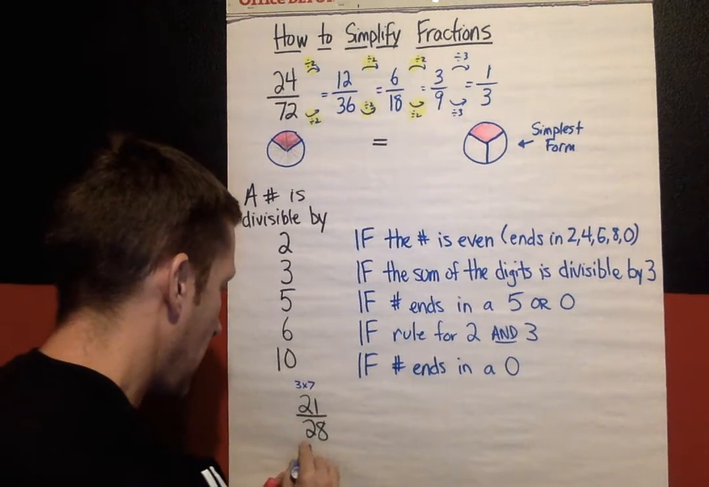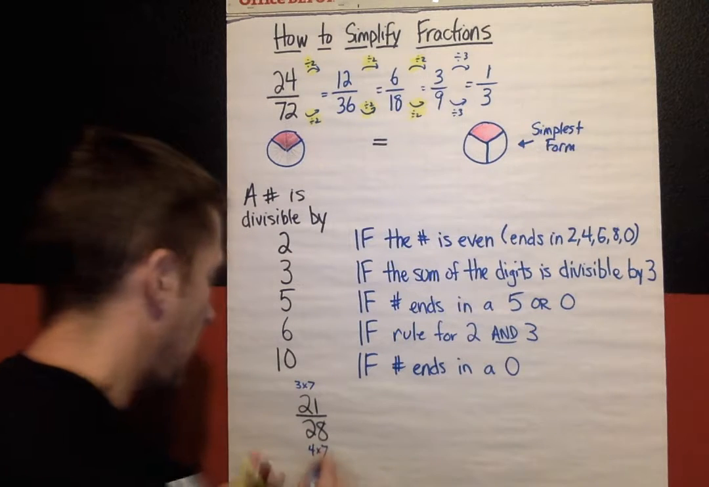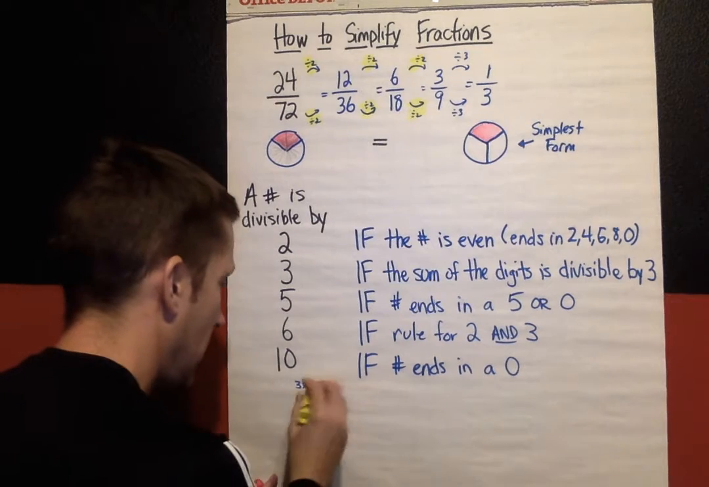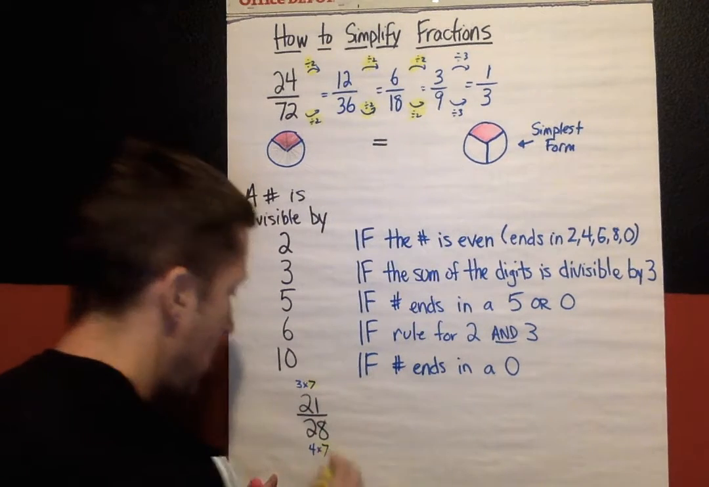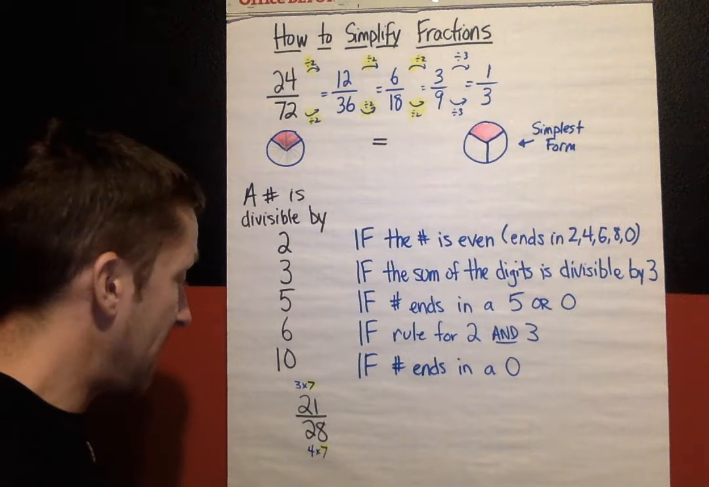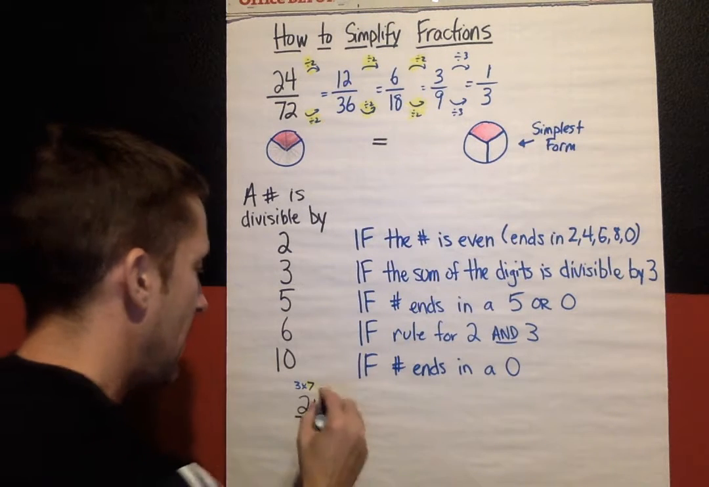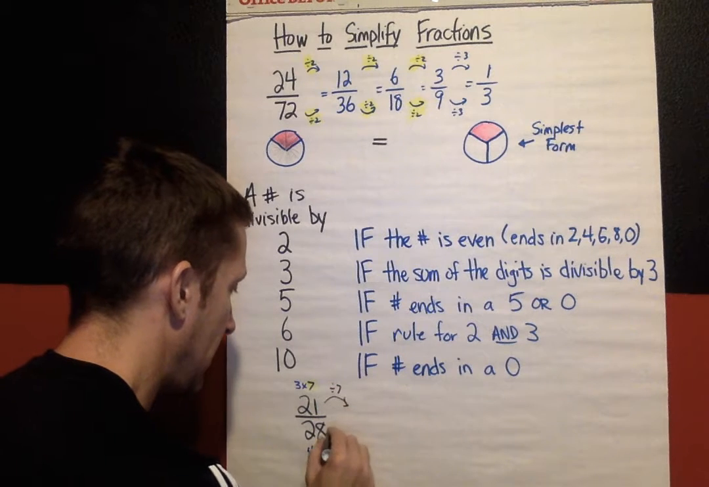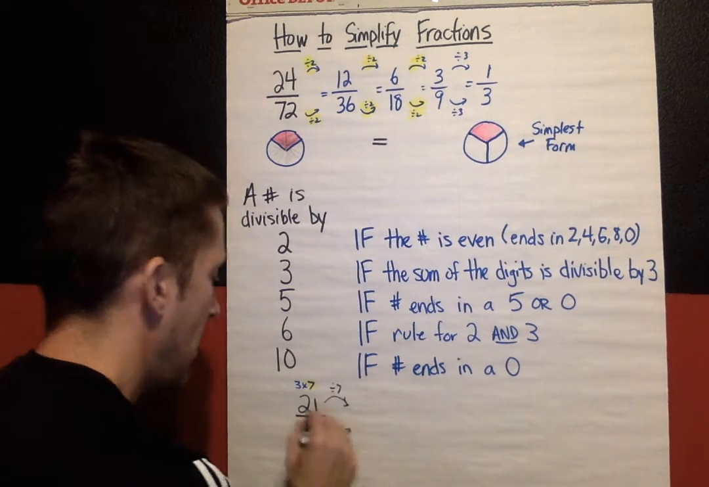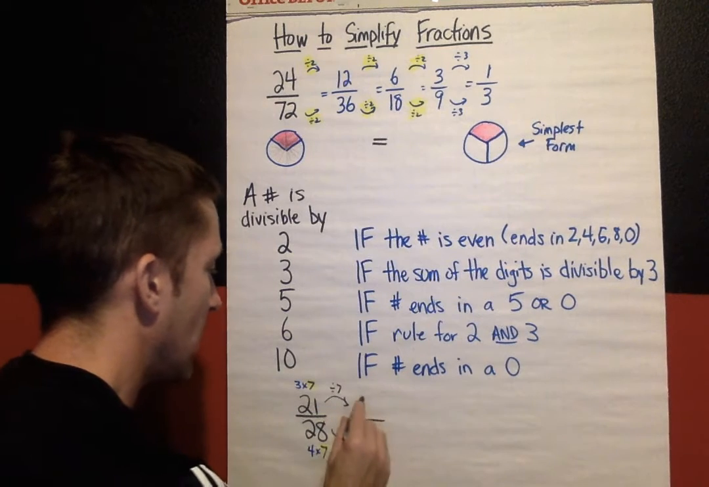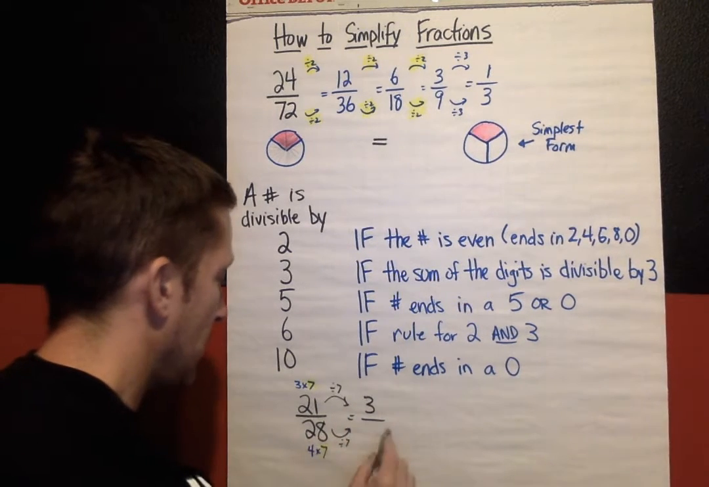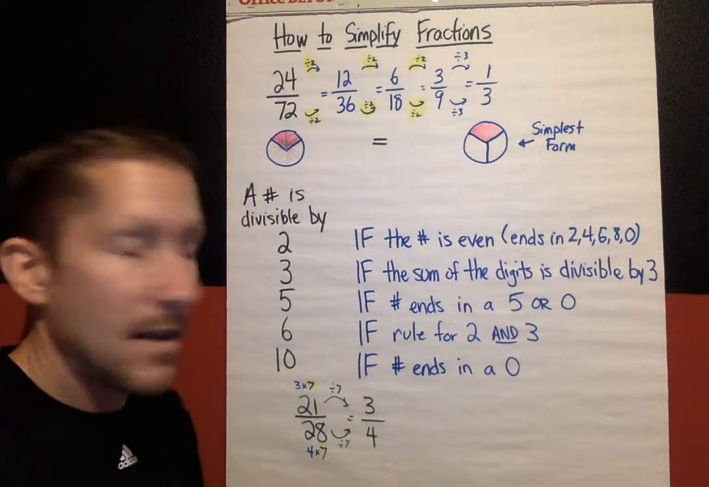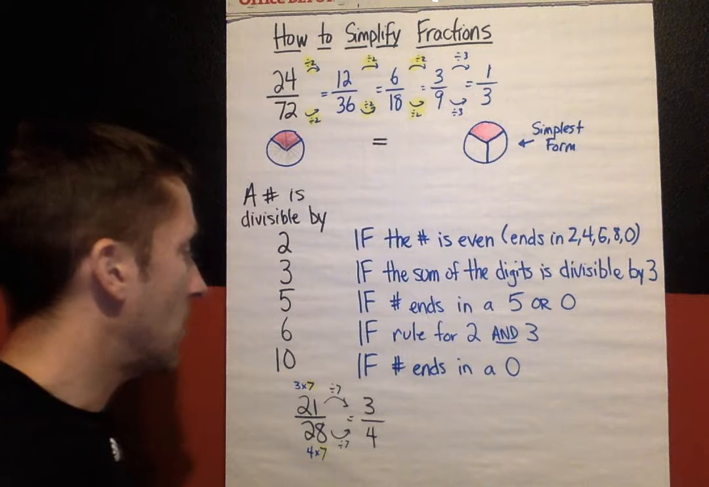28, you can make by doing 4 times 7. And I notice that 7 was here for a factor of 21, and 7 was a factor of 28. That's my common factor. I'm going to divide by 7. How many 7s go into 21 is 3. How many 7s go into 28 is 4. So 21 28ths simplifies to 3/4.